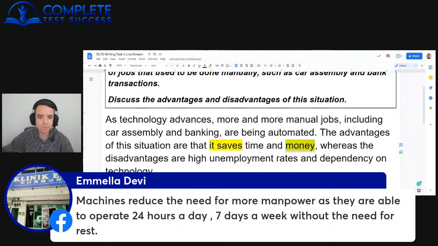Machines reduce the need for more manpower as they are able to operate 24 hours a day, 7 days a week without the need for rest. Okay, that is true, but you're not telling me how it saves time or money.